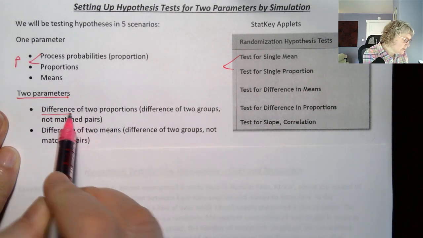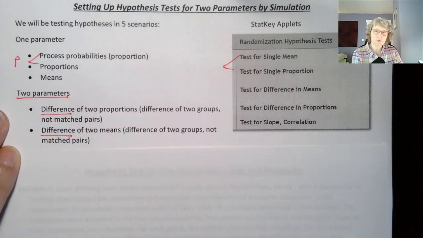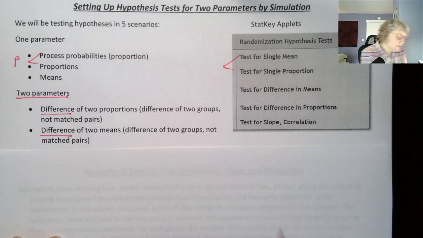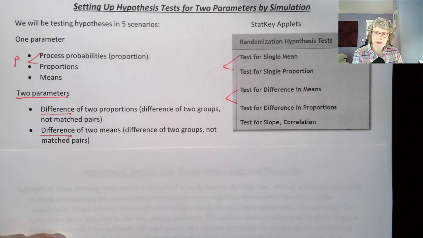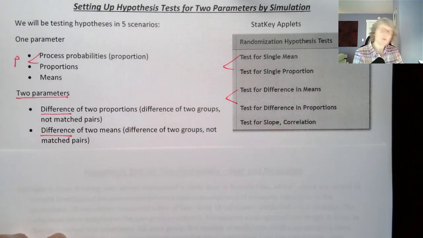In our case, this will always be a difference: a difference of 2 proportions or a difference of 2 means. You can see those are the next 2 on our StatKey applets on that website. In this class, we won't do testing for slope or correlation. That's really cool too, and that'll be in a future class like Stat 244, or maybe a different class if you take more stats classes. These differences are so cool because now we get to test results from experiments and things like that.